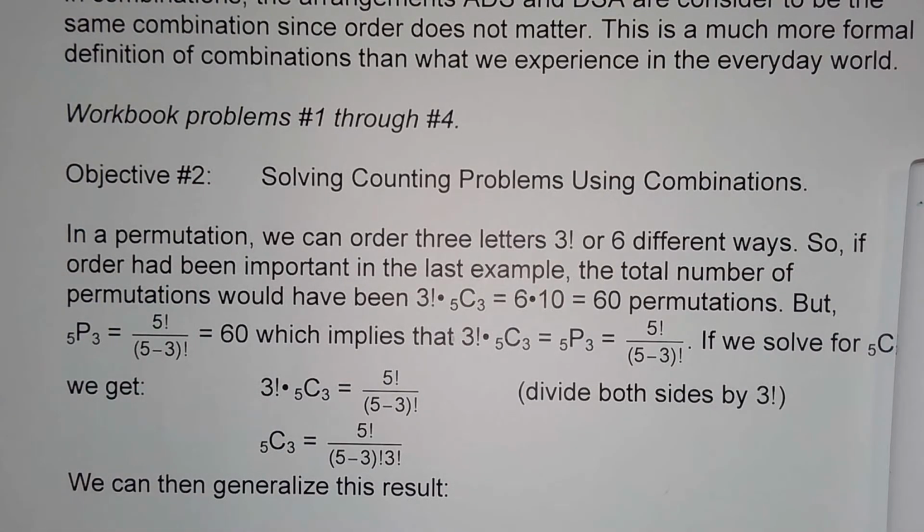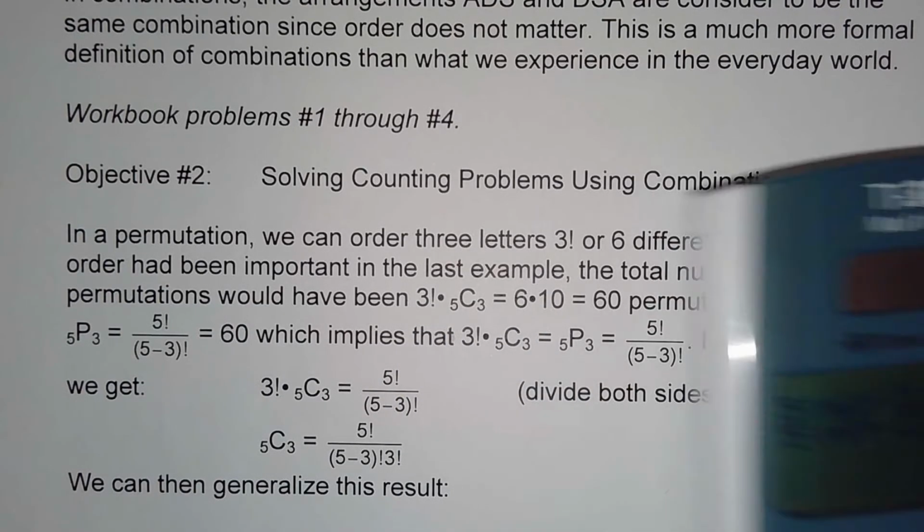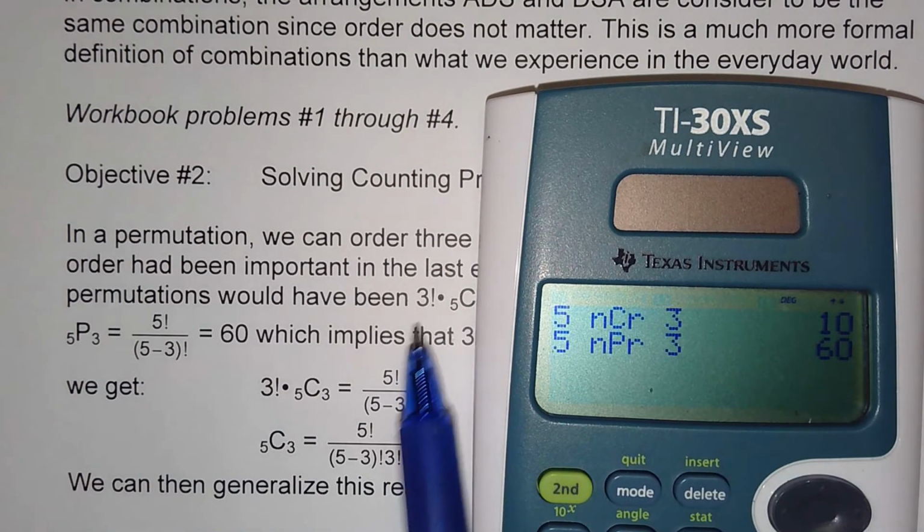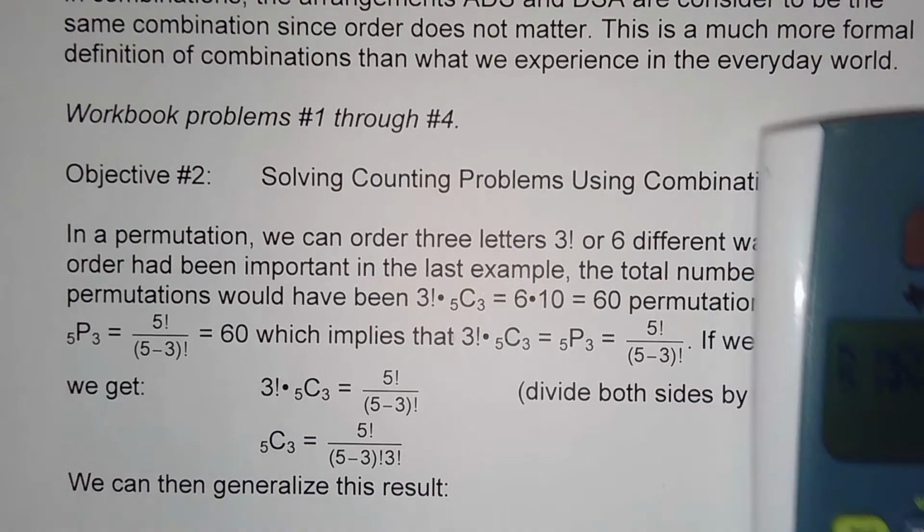And notice that's equal to 6 times 10, what we had previously. 6 times 10 is 60. And that 6 is equal to 3 factorial.